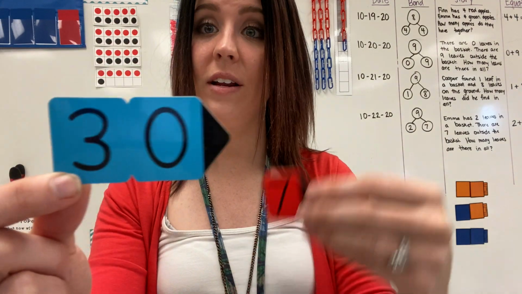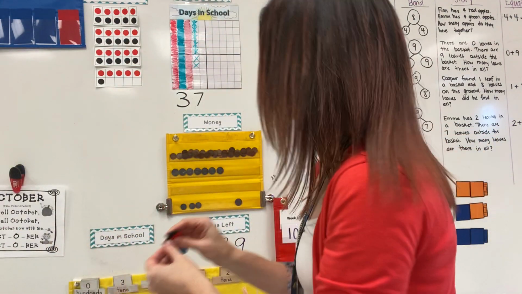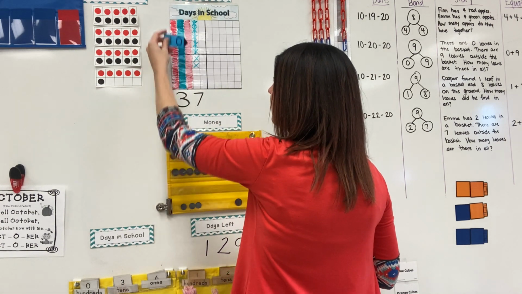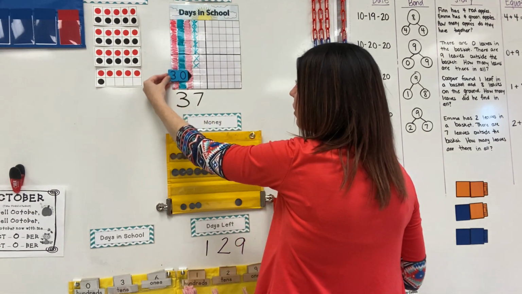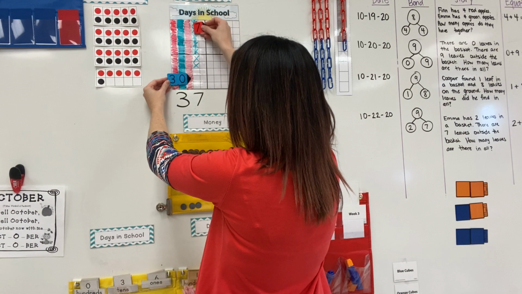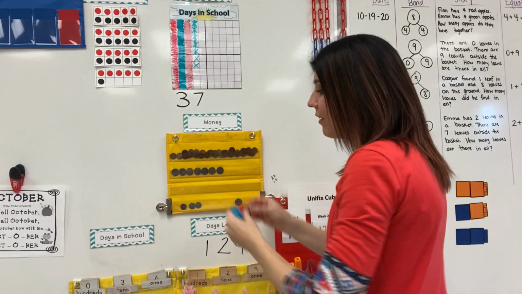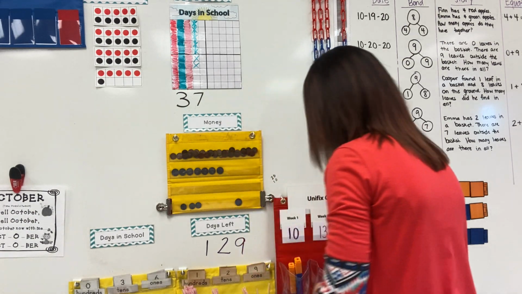30 and 7 make 37. So right here, these 3 sticks have 30 blocks. Then we have 7 blocks right here. 30 and 7 make 37. So we have 37 days of school.